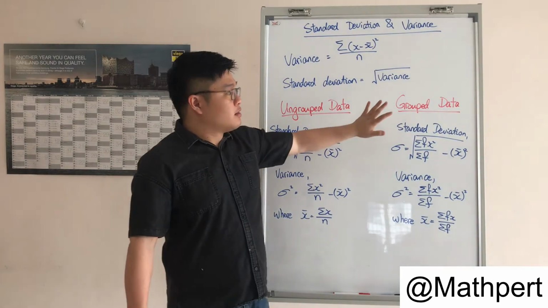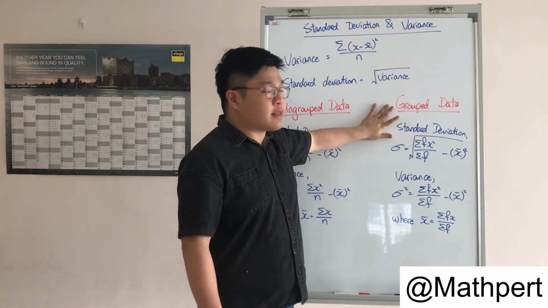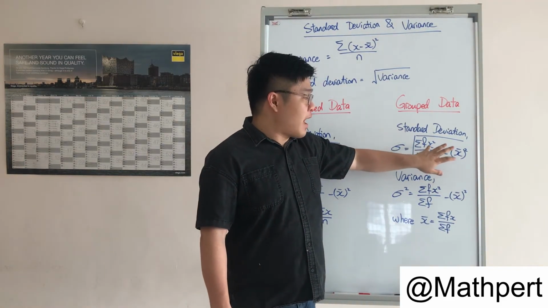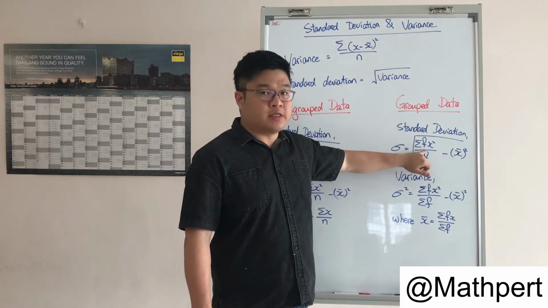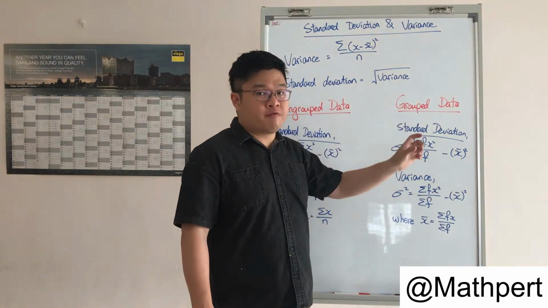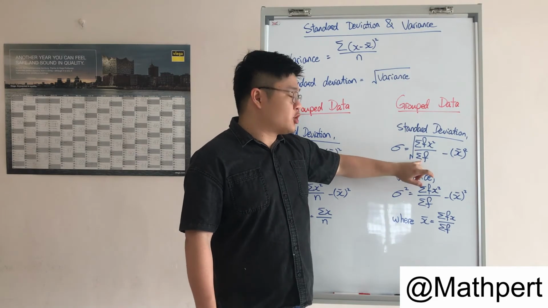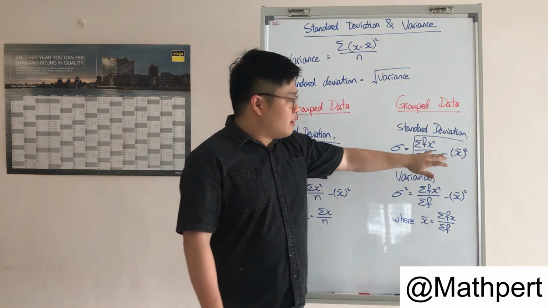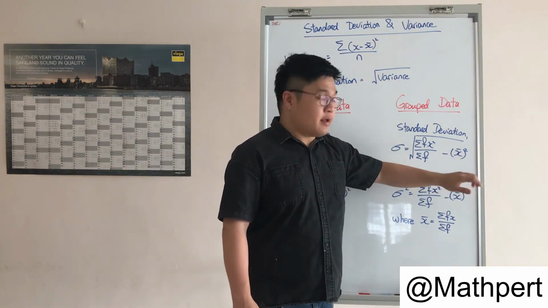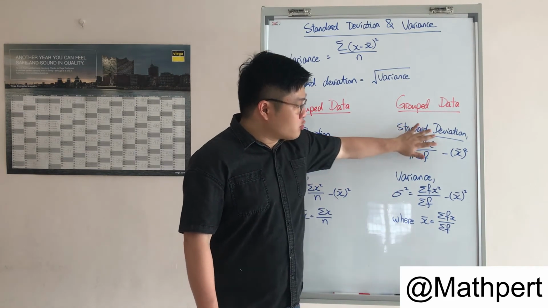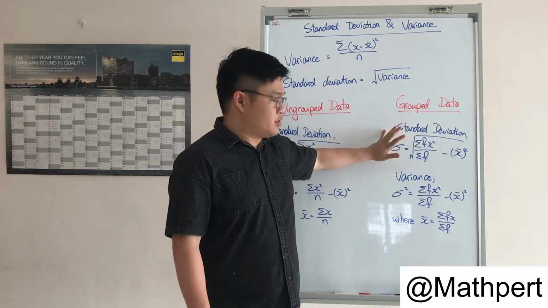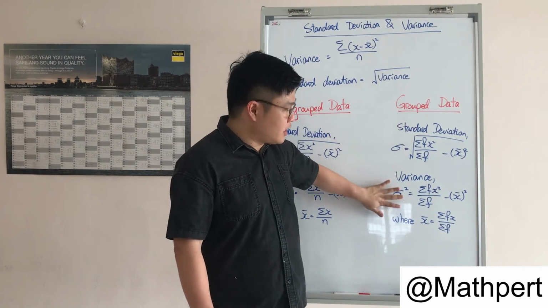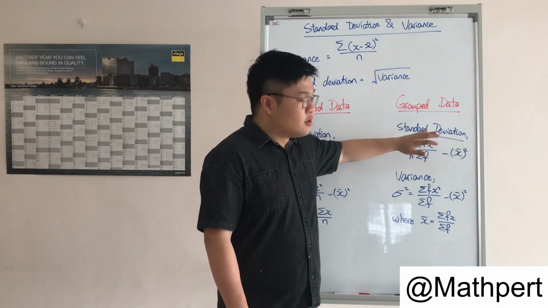Next, let's take a look at grouped data. In grouped data, the standard deviation is equal to summation of fx squared, where f stands for frequency and x stands for the midpoint of the grouped data, over summation of f, meaning all the frequencies added up, minus mean squared. And the whole thing is square rooted, then we get the standard deviation. And the variance is the square of the standard deviation. It's the same as this one, just that we remove the square root.